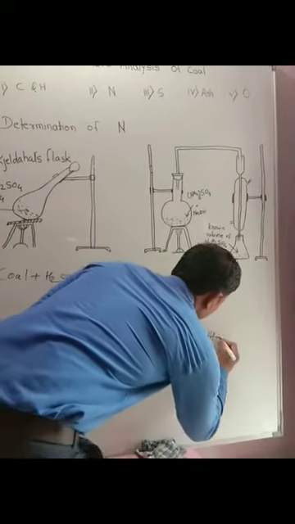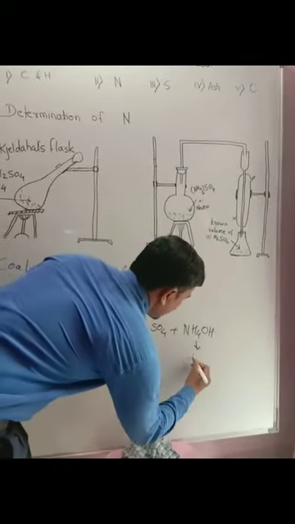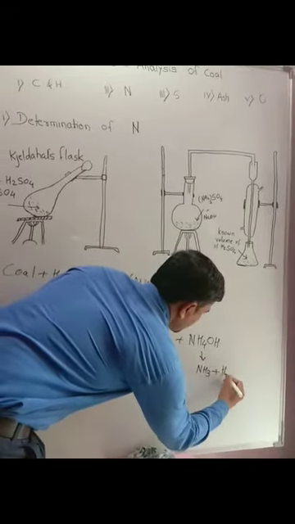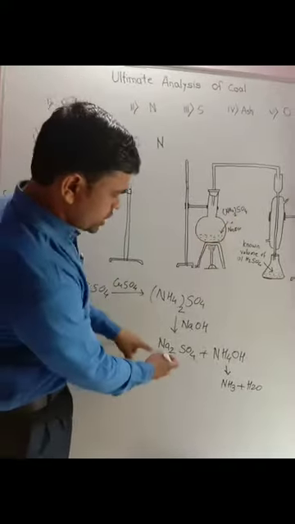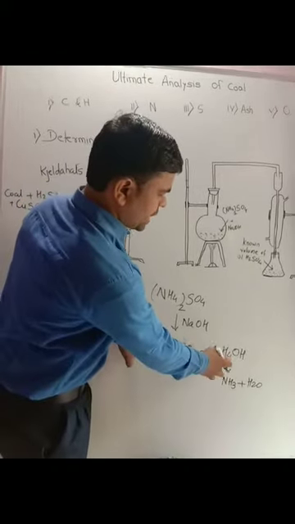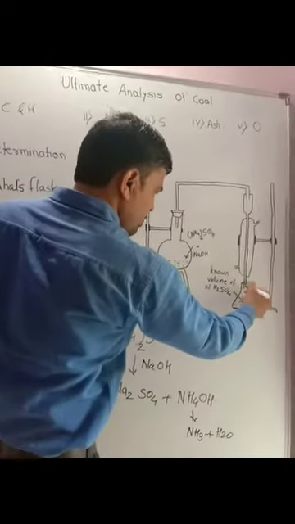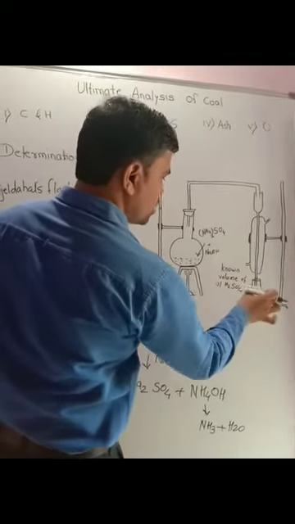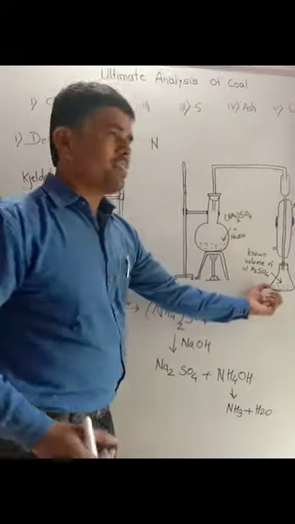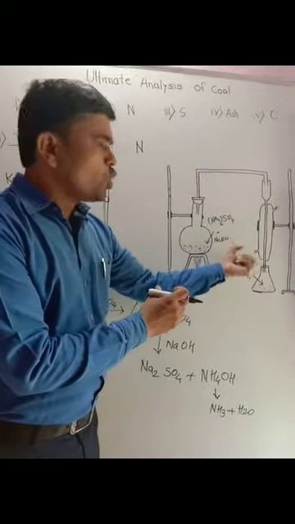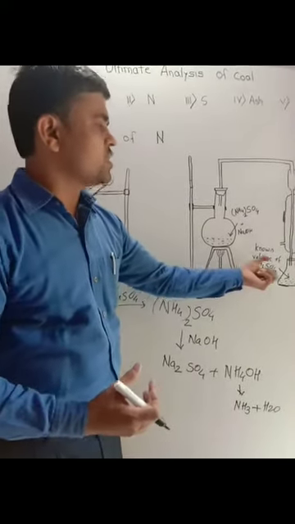This ammonium hydroxide decomposes on heating to give ammonia and water, NH3 plus H2O. This ammonia obtained is distilled over through the distillation column and collected into a conical flask, which contains an excess of known volume of sulfuric acid. This conical flask already contains sulfuric acid of known quantity, taken in excess, so the ammonia obtained reacts with this sulfuric acid.